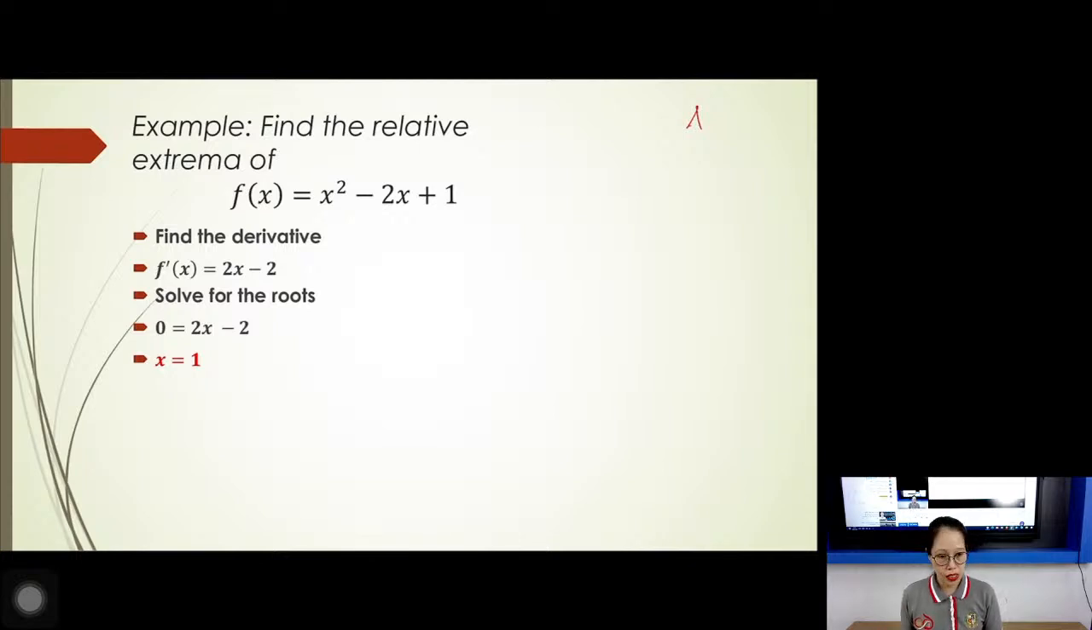So after finding the roots, step number 3, we're going to what? Substitute. It's time to substitute into our function. If x is equal to 1, what would be the value of y, or what would be f of x? Go on, solve. We're done with the value of x. Now we're finding the value of y. So, what is f of x if x is equal to 1?